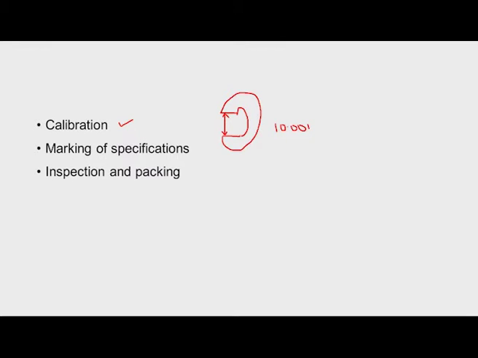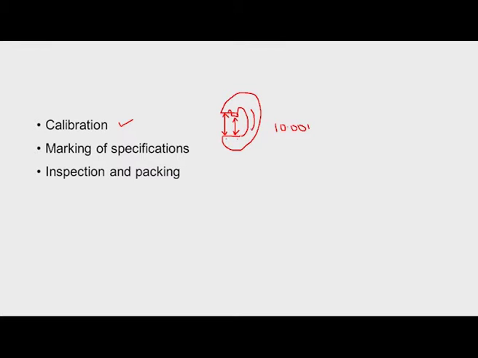And then after calibration is over, we have to mark the specifications, like what is the go size limit, and what is the no go size limit. If it is some progressive type like this, then one is the go limit and the other one is the no go limit. One corresponds to the upper size of the workpiece and the other one corresponds to the lower limit of the workpiece. So we have to properly mark the go and no go, and also the manufacturer details, the brand, the manufacturer name is also marked on the gauge.